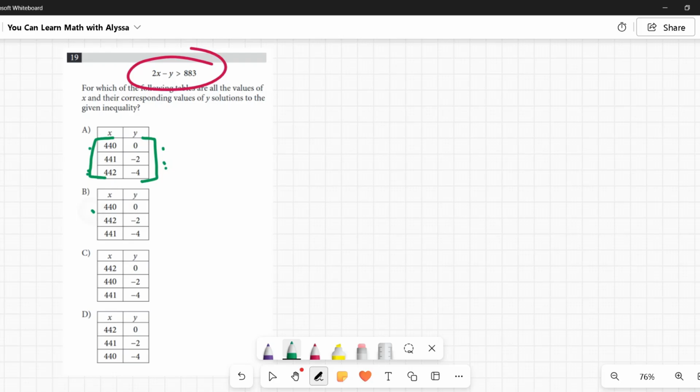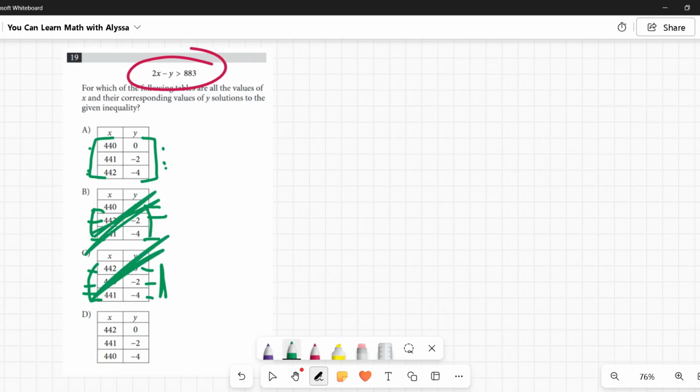What's happening here? 440, 441, 442 goes 0, -4, -2. Wait, what? That's going all over. That's not linear. Y is going up regularly, but X isn't. How about in C? 442, 440, 441. What? 0, -2, -4. This is going all over the place. So I would say this isn't linear.